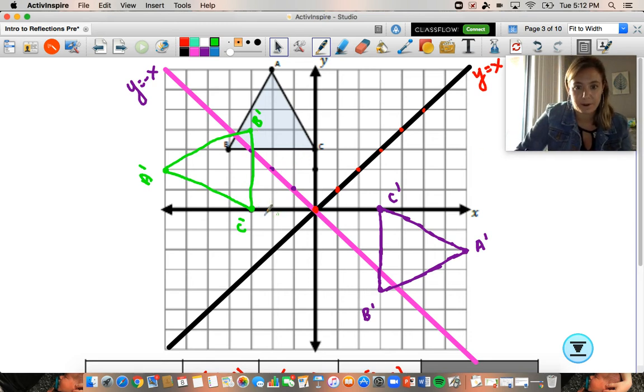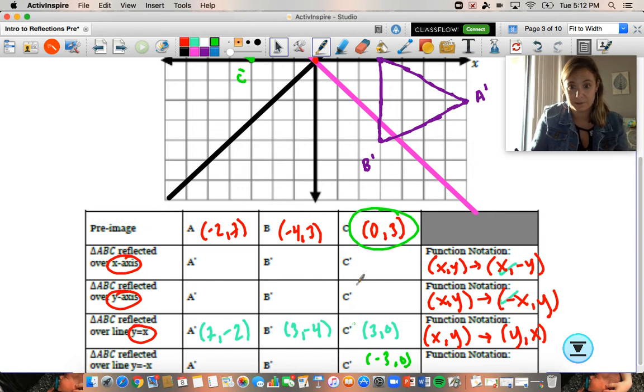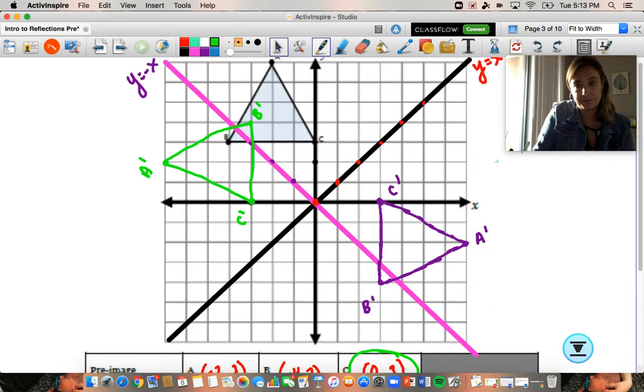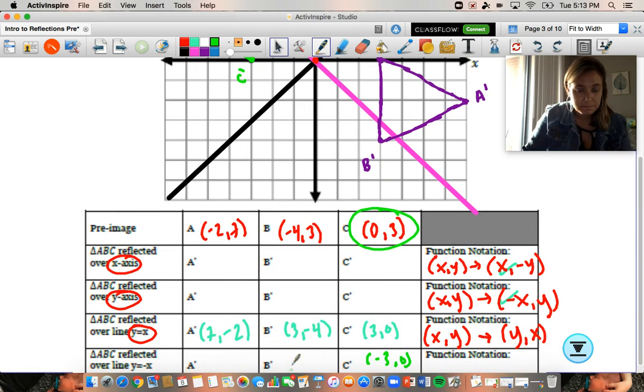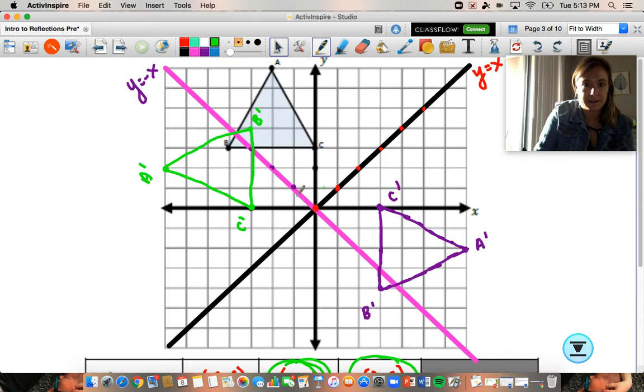So what are the coordinates of C prime? -3, 0. Right, so on this one, -3, 0. And remember, you're going from this up here. So think 0, 3 to -3, 0. What's this next one? B prime, I end up at -3, 4. So think about, I went from -4, 3 to -3, 4. And then finally, -2, 7. Where does A end up? -7, 2.